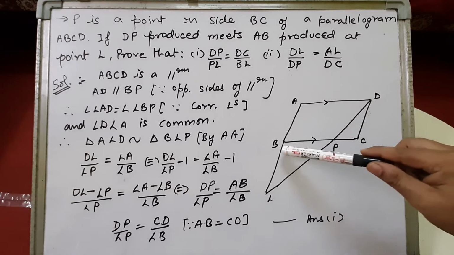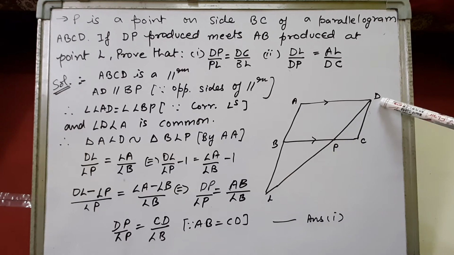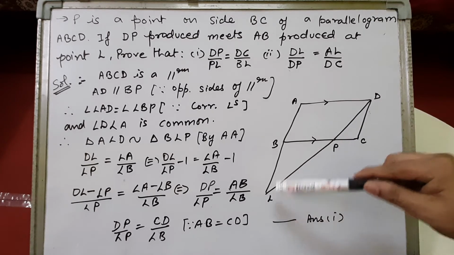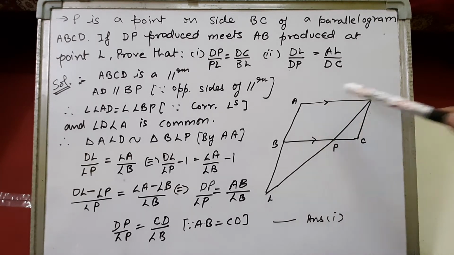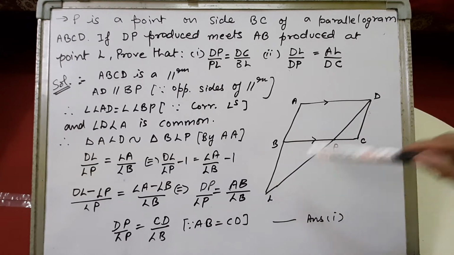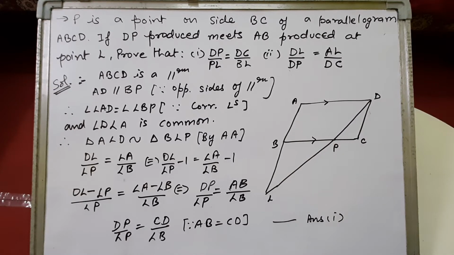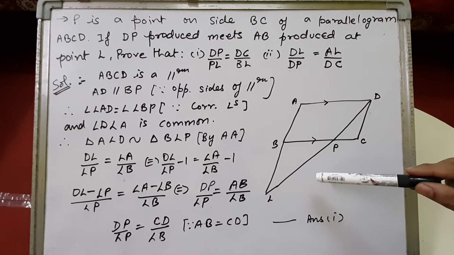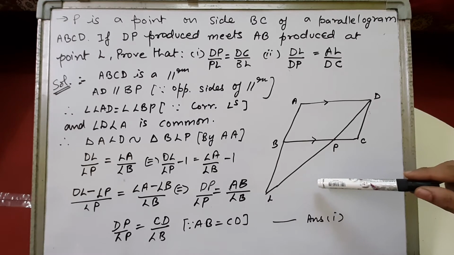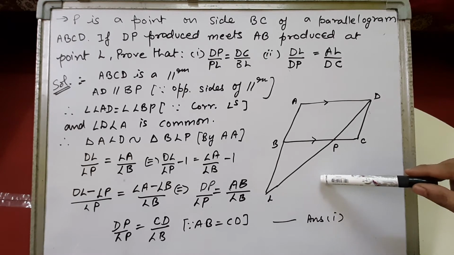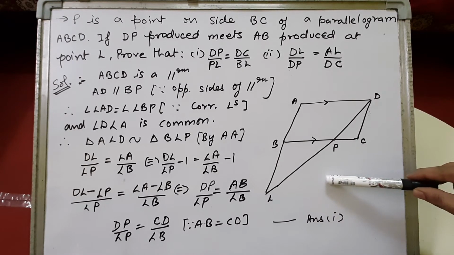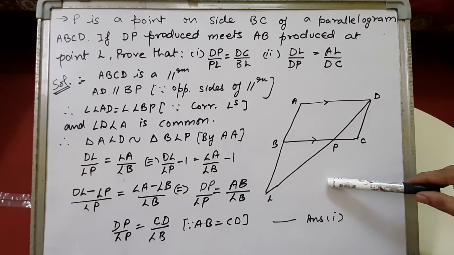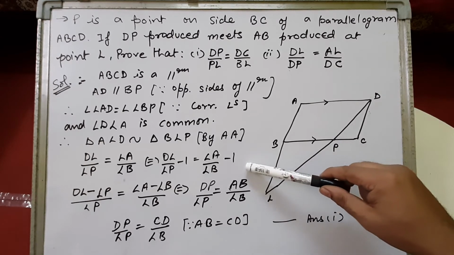We know that BP and AD are parallel to each other, which makes angle LBP and angle LAD congruent, and we know that angle ALD is common in both the triangles. So we say that triangle ALD and triangle BLP are similar to each other by the AA postulate, right? When two triangles are similar, the ratio of the corresponding sides will be equal. That means DL upon LP equals LA upon LB, right?